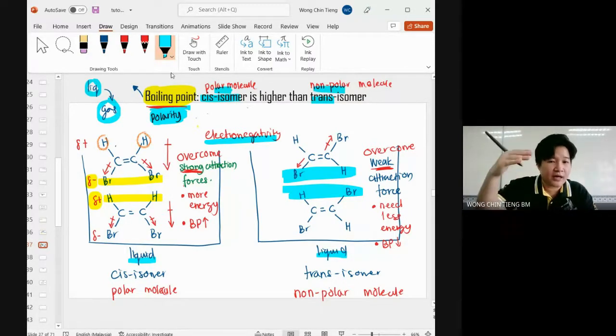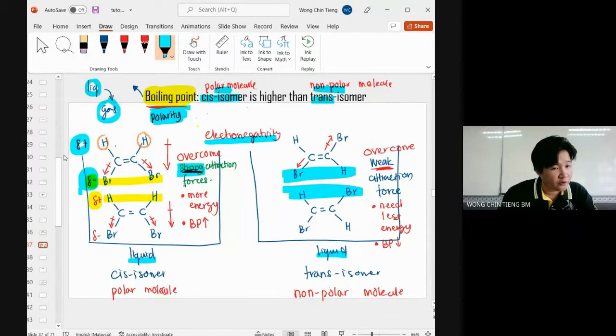Disebabkan dia polar, so dia ada partially positive and negative. Due to the partially positive negative, I have strong attraction forces. Okay, think about that. Nampak? Question so far? I will ask this I think 1 week after your mid-sem break. Because we will see this again in your alkene. Kita akan jumpa balik cis-trans dalam alkene. Saya jumpa balik dalam alkene, saya tanya boiling point siapa tinggi, hang tak boleh jawab, hang jaga.